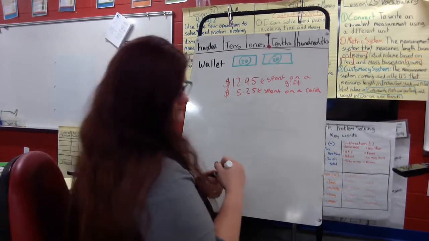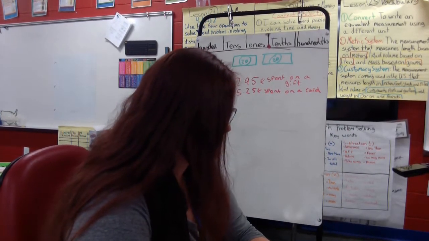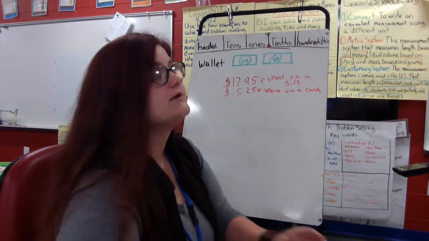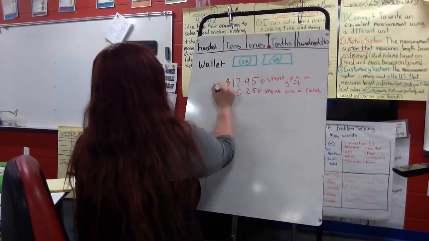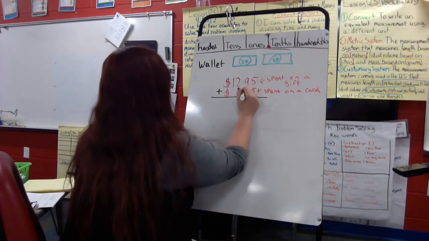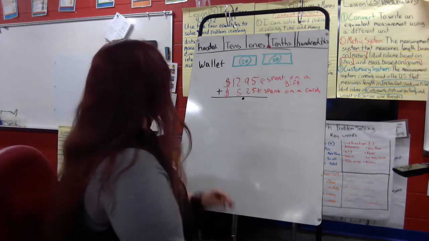All right. The question says, how much money does Victoria have left? It said circle the letter of the correct answer. Well, before we even look at those answers, we need to find out how much in total she spent. So remember our rule about that decimal point. We're just going to bring it right down. That way we know where it's at. And we're just going to add.